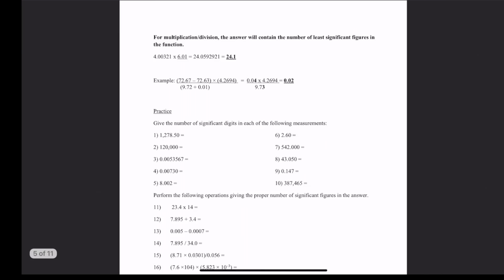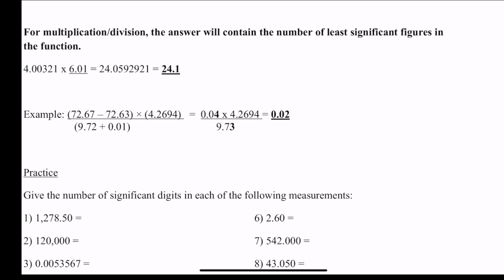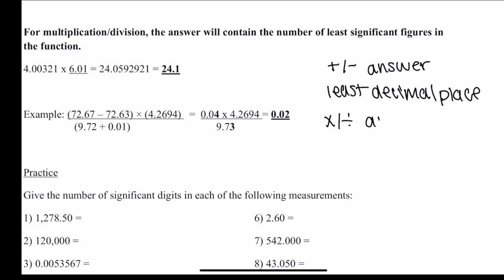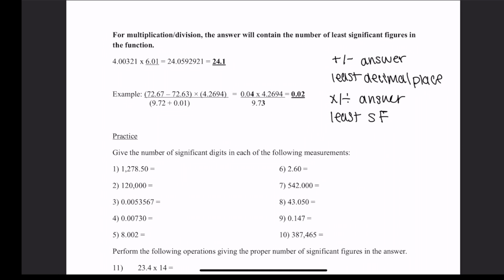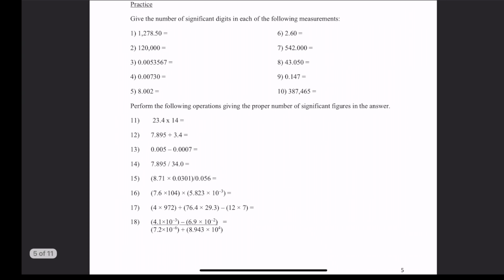And then I'm going to create a little cheat sheet for operations. Operations meaning adding, subtracting, dividing, and multiplication. If you're adding and subtracting, the answer will have the least decimal places. If it's multiplication and division, the answer will have the least sig figs. So just remember, adding and subtracting is about decimal places, and multiplication and division is the least significant number. And with practice, you'll get that. You'll just understand it. Okay, and here we go with the practice problems.